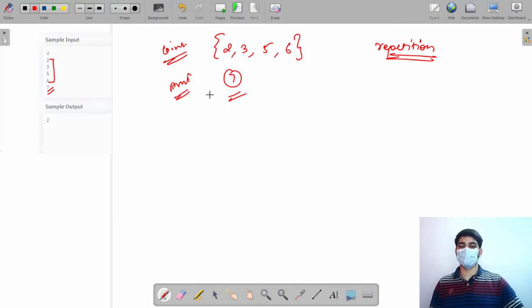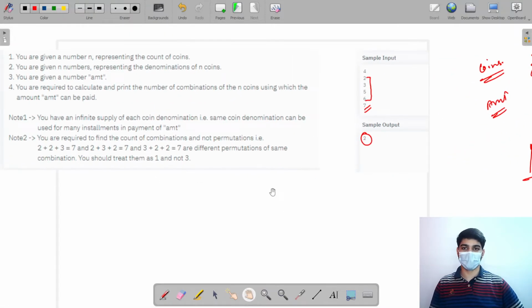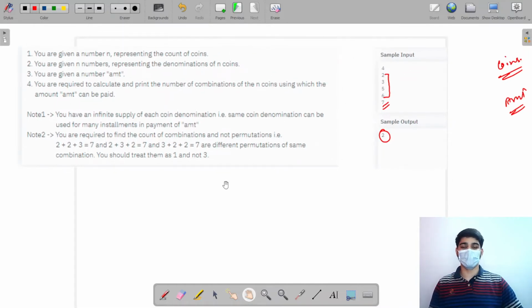That means I can utilize my 2 multiple number of times. So to make an amount of 7, I can have 2, 2 and 3. This is one combination that satisfies the sum of 7. Another combination would be 2 and 5. So for these coins, these are the two combinations that have a summation equivalent to 7. So my output would be 2. In output, I just have to give the count of those combinations. I hope you understood the question and the relation between this question and target sum subsets. I would want you to go and try this question on your own. If you get stuck somewhere, take help of either the article or this video.